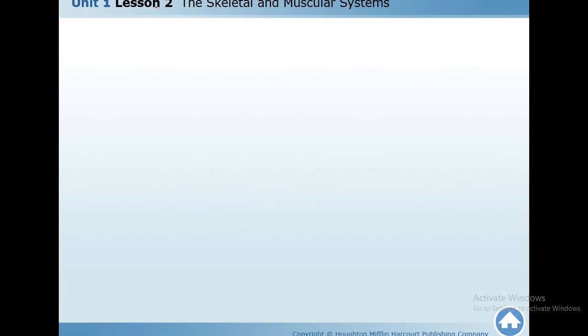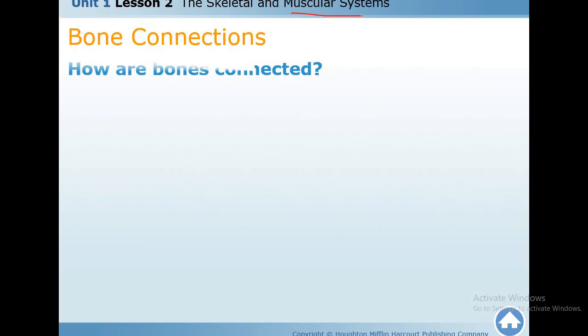Today we are going to continue lesson 2, the skeletal and muscular systems. Bone connections.